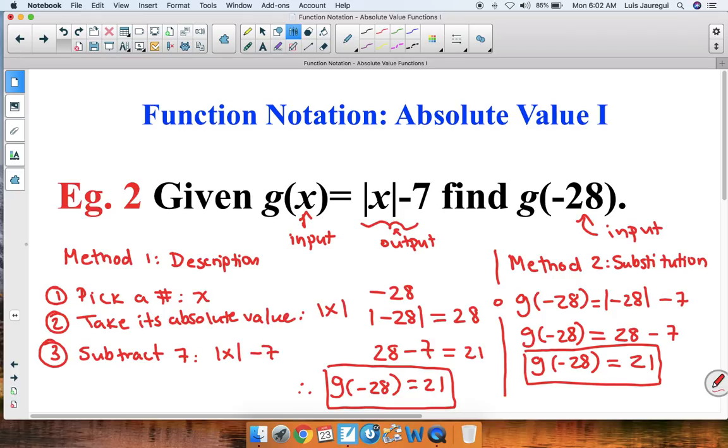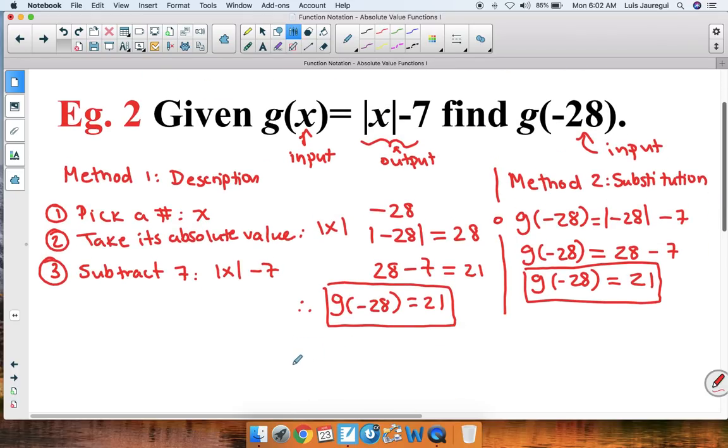Now, as part of an extension, we can say that we are given the point with coordinates negative 28, comma 21. Since the input, or x value, is negative 28 and its corresponding output, or y value, is 21. Let's see one last example here.